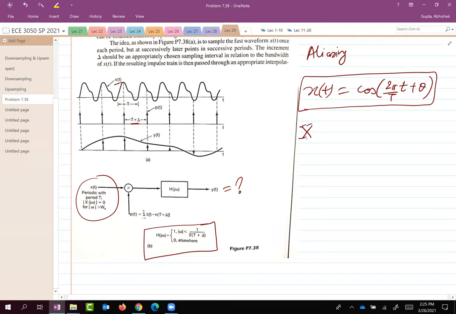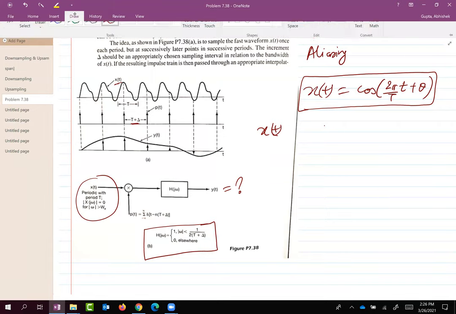So let's first look at X(j omega). Well, let me rewrite x(t). Any question in the problem formulation? I hope everyone is clear about what problem we are trying to solve. I'm just solving the same problem, but with this particular x(t), not the one given in the question.